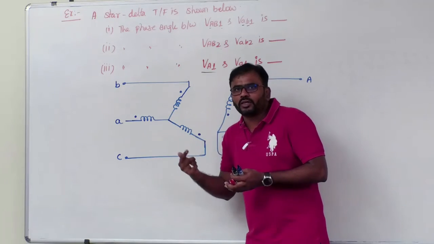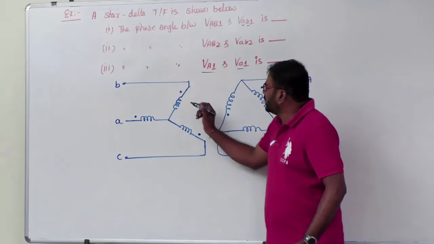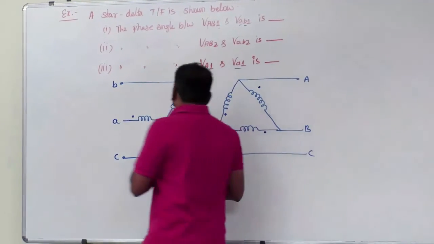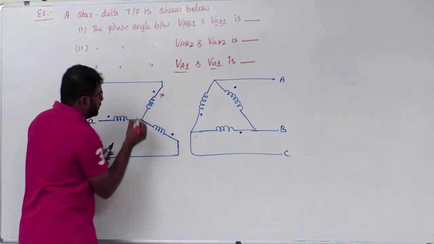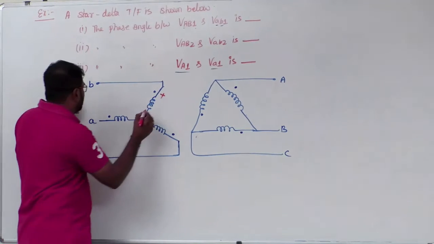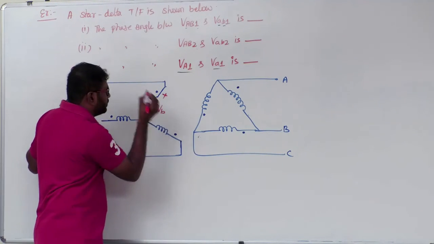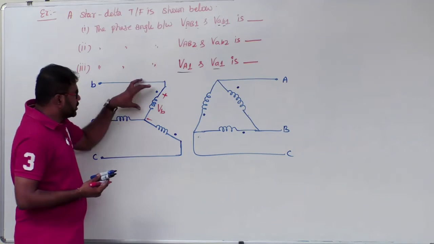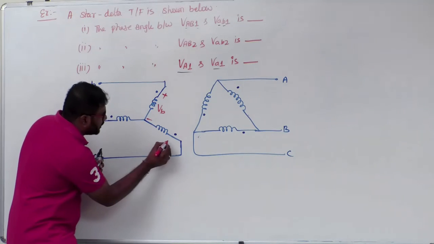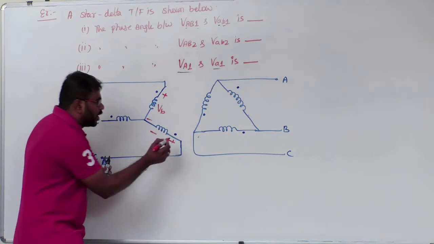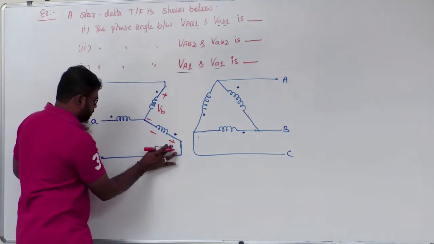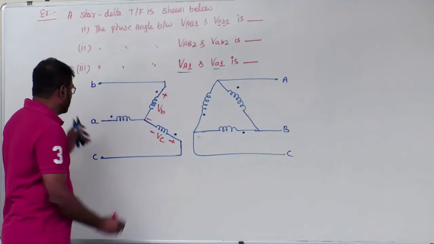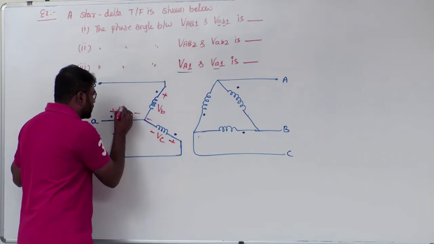But while marking the voltages, be careful, always take the dot side as positive. Now let's see, what is this voltage here, plus and minus? Shall I say this is VB? Correct or not? Phase voltage is VB for the star connection. This is VB. Now tell me, what is this voltage? On the star side, you have to take the dot side as plus. Plus minus, what is this voltage? VC.